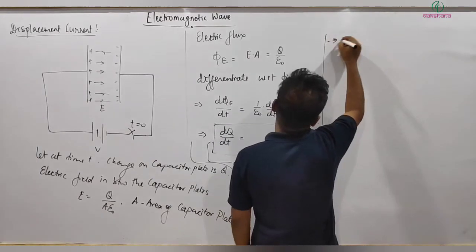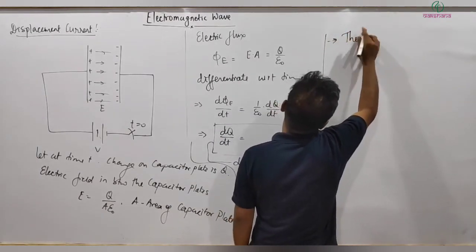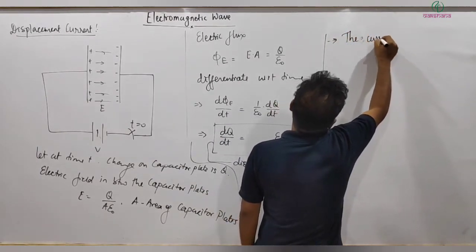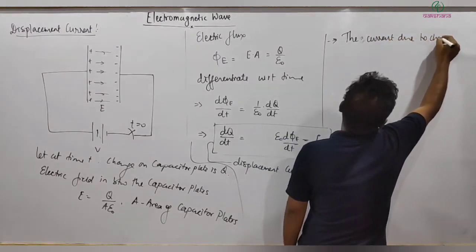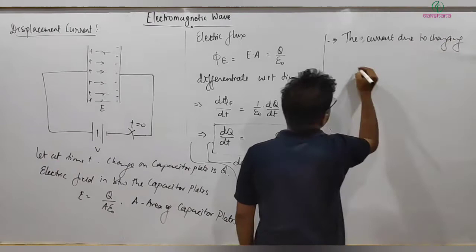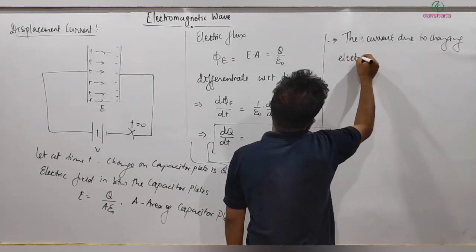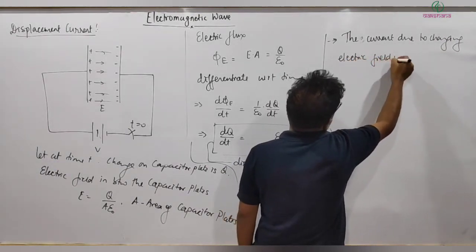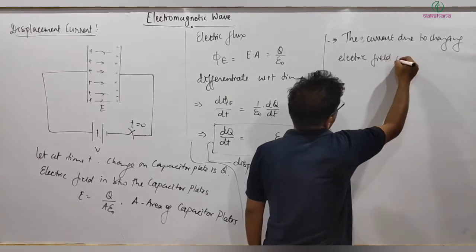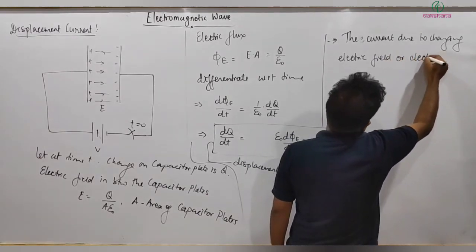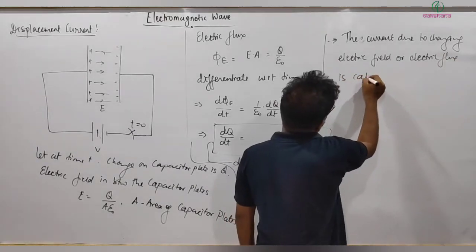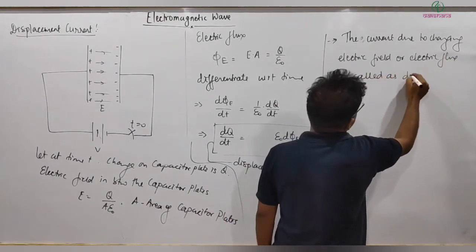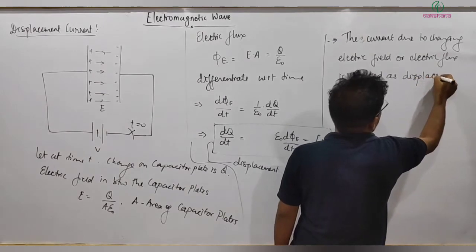So the current due to changing electric field or electric flux is called displacement current.